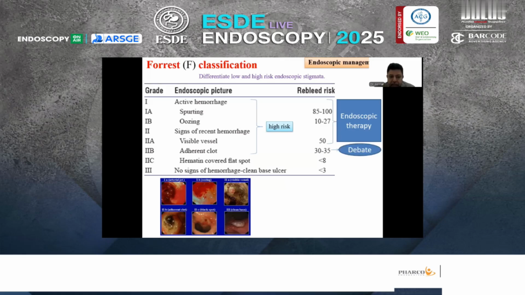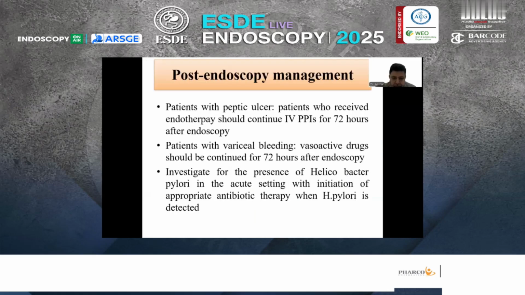For patients with an adherent blood clot, there is a debate whether to remove the clot or to leave it, but most of the guidelines recommend removing the clot to see whether it's a bleeding vessel or oozing, and to deal with it accordingly. But patients with Forrest 2C and Forrest 3 are both low risk, and those patients could be given PPIs and discharged.